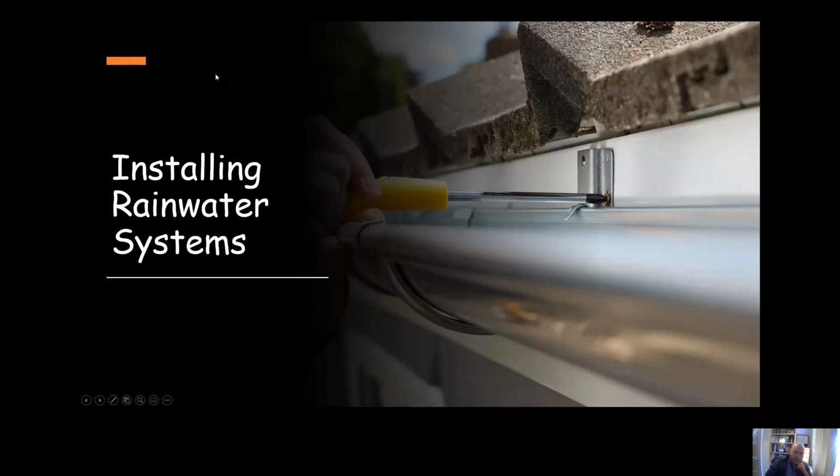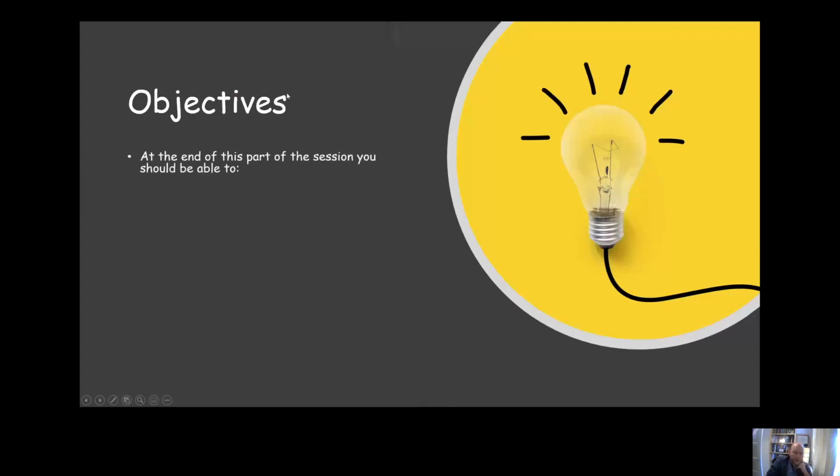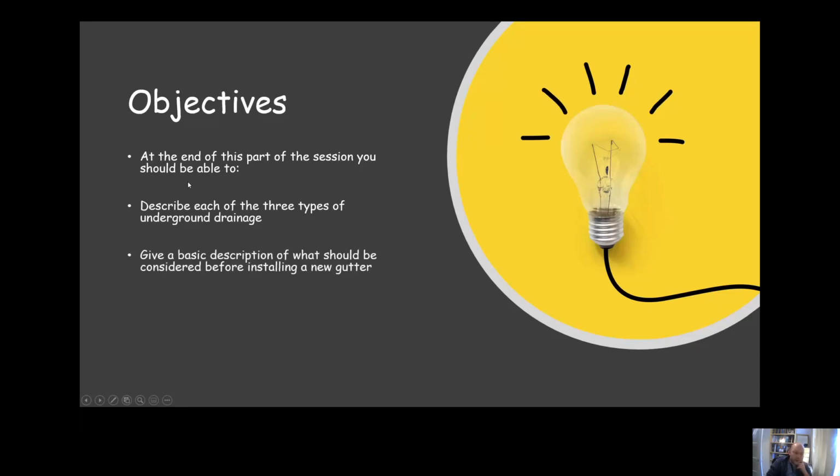Okay, now we're going to look very briefly at the requirements for installing rainwater systems. So the key objectives for this part of the session, I want you to be able to describe each of the three types of underground drainage, give a basic description of what we should consider before installing a new gutter, and identify various gutter brackets and state the maximum clip distances, including the requirements for supporting unsupported fittings.